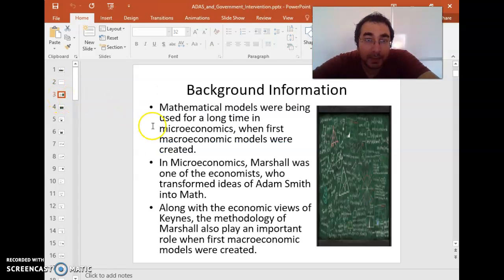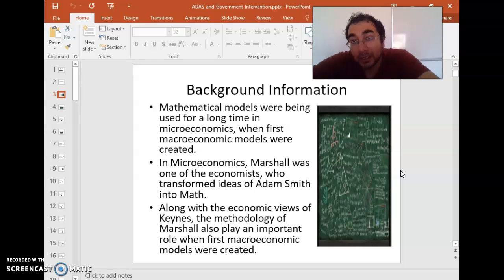Anyway, in the background information, I will talk on two things. First, I will talk on the models in macroeconomics, and then I will talk on government intervention and the view of a self-regulating economic system. We should note that Smith and Marx, actually Marx, not Smith, used algebraic models with some variables.